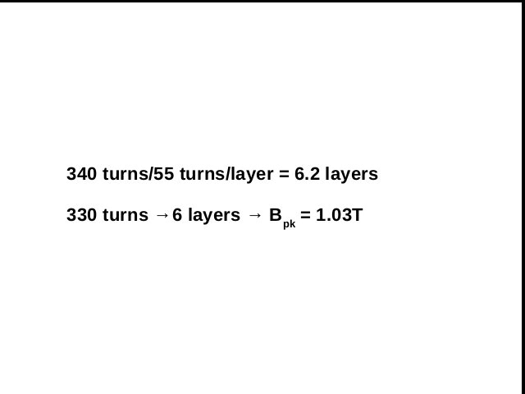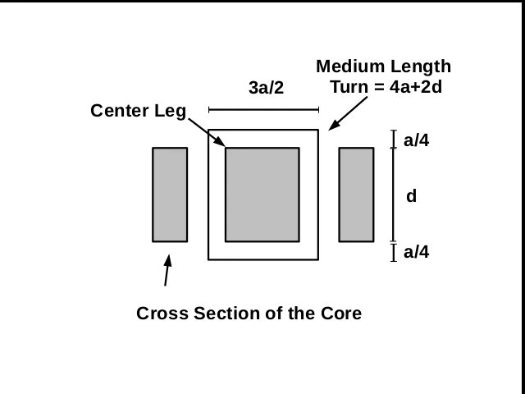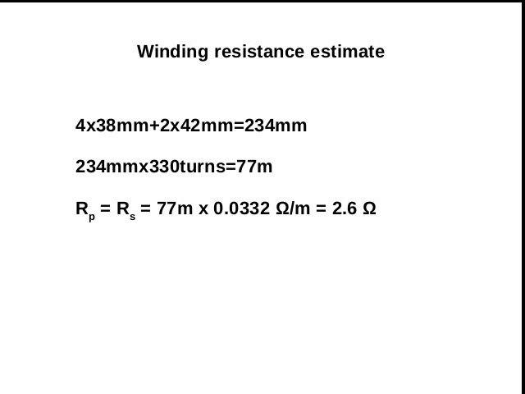We can now calculate the primary and secondary wire resistance by assuming the medium length turn is 4A plus 2D, where A is the center leg width and D is the height of the lamination stack. This will be 234 millimeters times 330 turns. This will give us approximately 77 meters. A 0.52 square millimeter wire will feature a resistance per length of 0.0332 ohms per meter. Our windings will have a 2.6 ohm resistance or thereabouts.